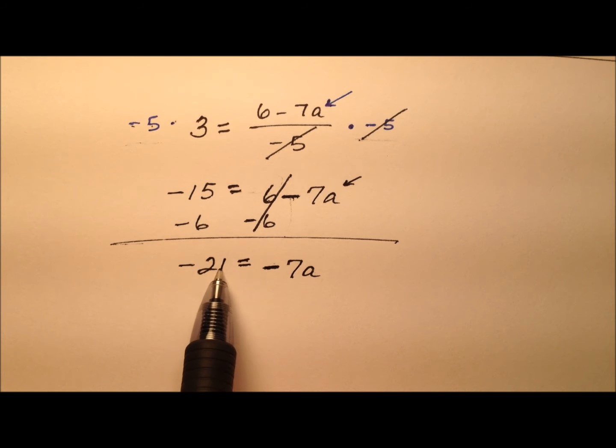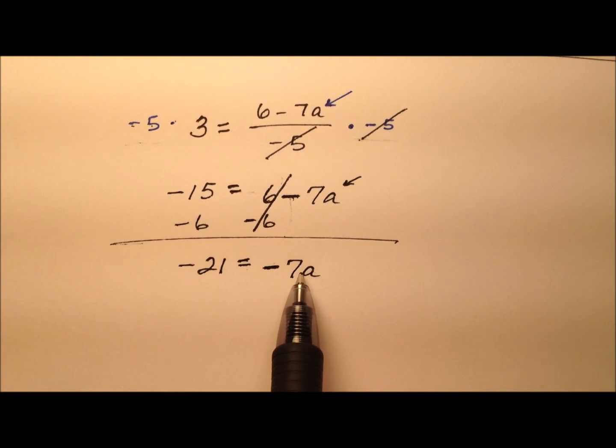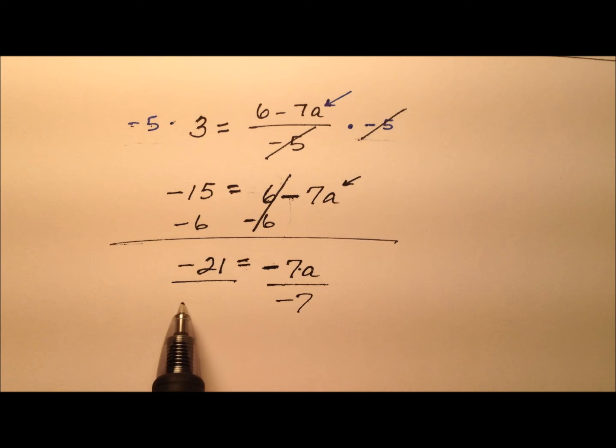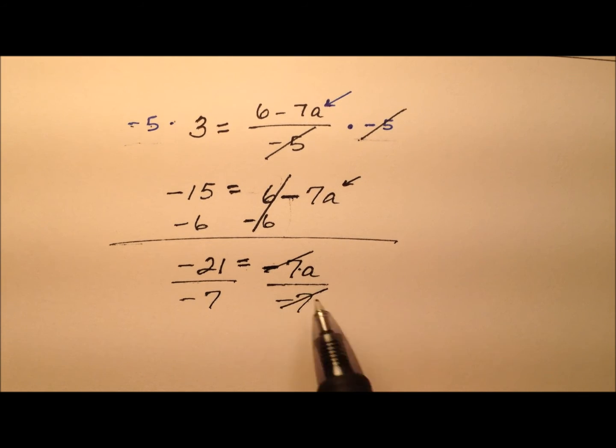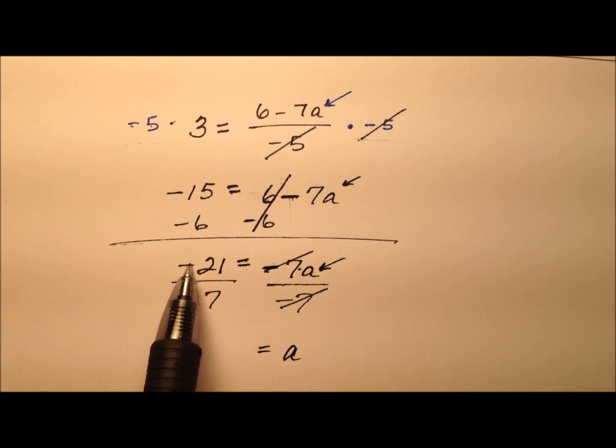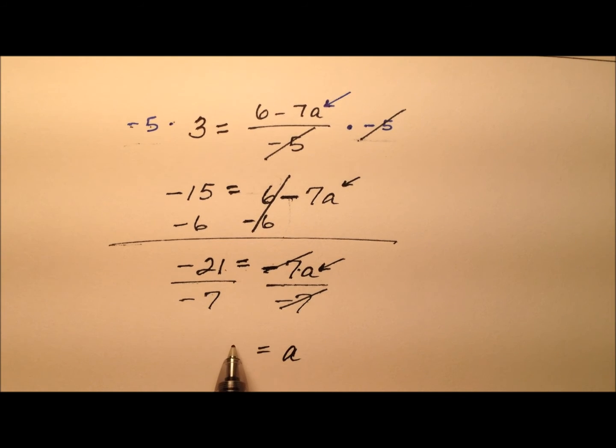All right, so we have negative 21 equals negative 7 times a. So the opposite of multiplying this a by negative 7 would be dividing by negative 7. So let's go ahead and use the division property of equality, and we'll divide both sides by negative 7, getting that a all by itself. And we see that a is negative 21 divided by negative 7, which is positive 3.